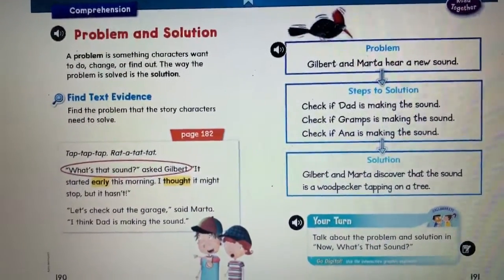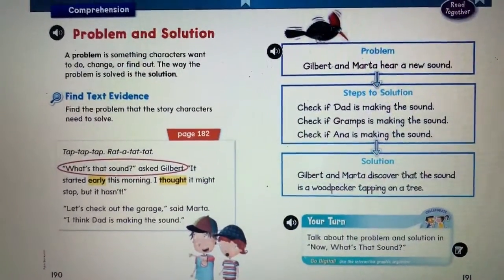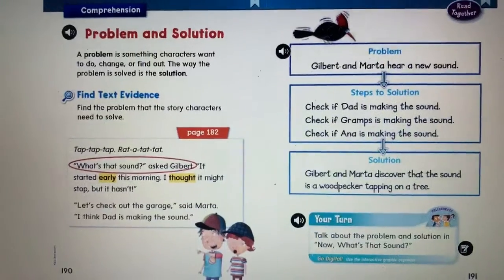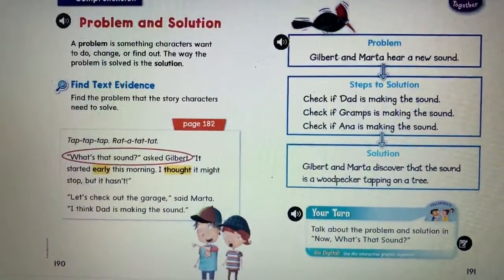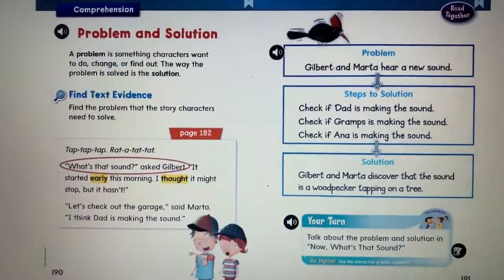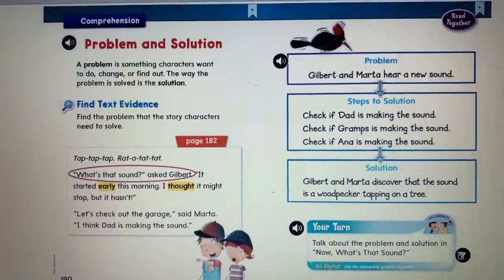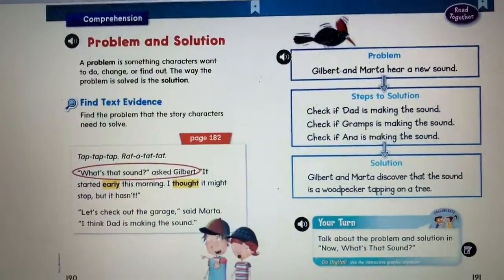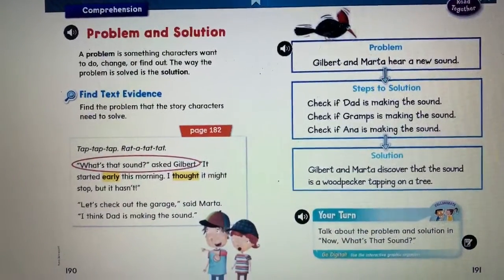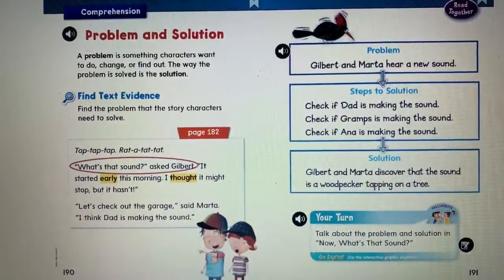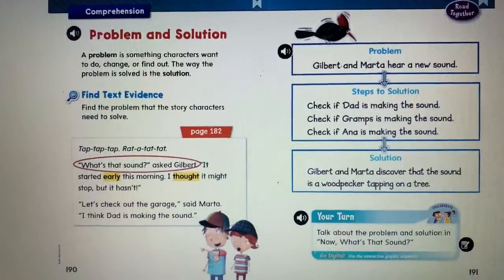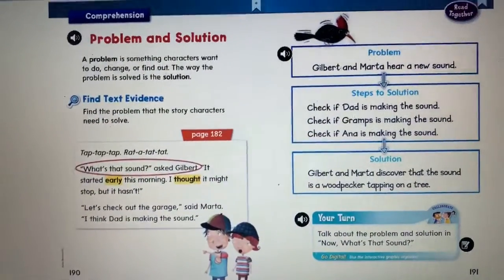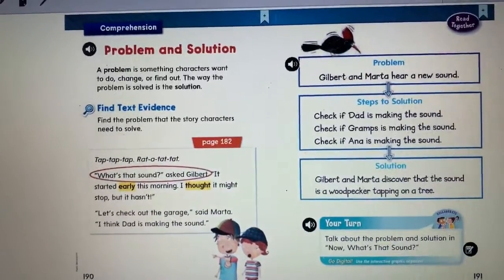Now, when we're reading a story, one of the things that we should do is think about the characters and what they have to do in the story. A lot of times, characters have a problem that they have to solve or overcome. So it tells me that a problem is something the character wants to do, to change, or to find out. And the way that the problem is solved is called the solution.